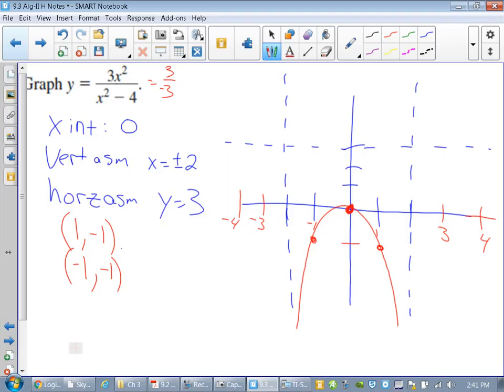Let's use 3. What's 3 squared? 9. What's 9 times 3? So you get 27. What's 9 minus 4? 5. So that's 5 and 2/5. And it's also the same thing at -3. 5 and 2/5 here.